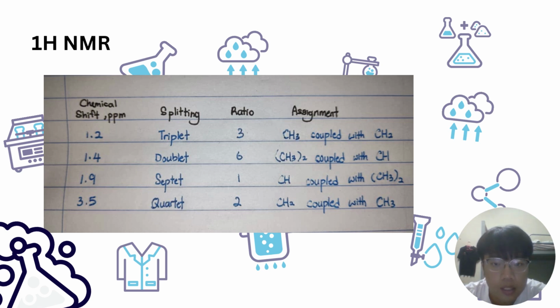And we can find that the assignment for the 1.2 is CH3 coupled with CH2, and for 1.4 the assignment is two sets of CH3 coupled with the CH. For the 1.9, the septet splitting with the ratio of 1, it is a CH coupled with 2 sets of CH3. And for the last shift, which is the 3.5 ppm, it has a ratio of 2 with the quartet splitting. Its assignment is CH2 coupled with the CH3. So this one is for the 1H NMR.